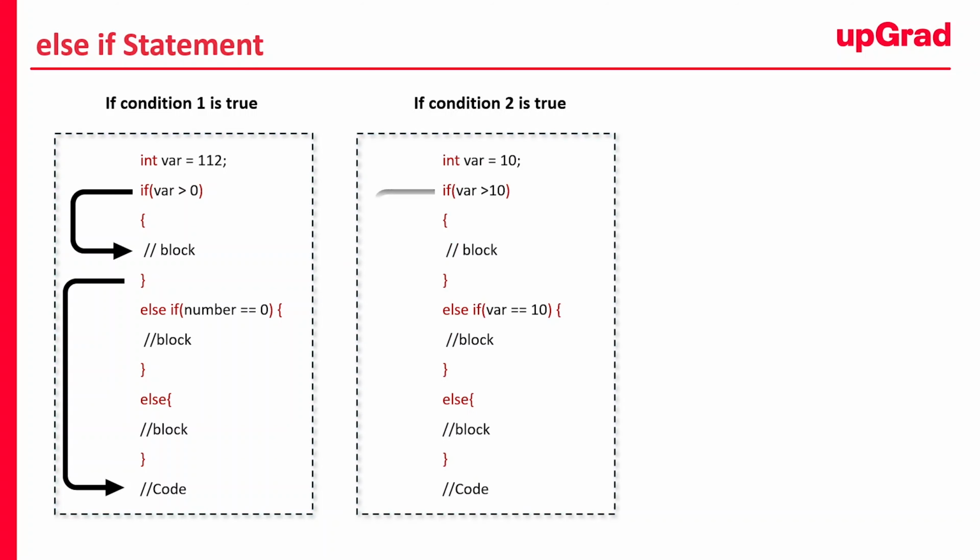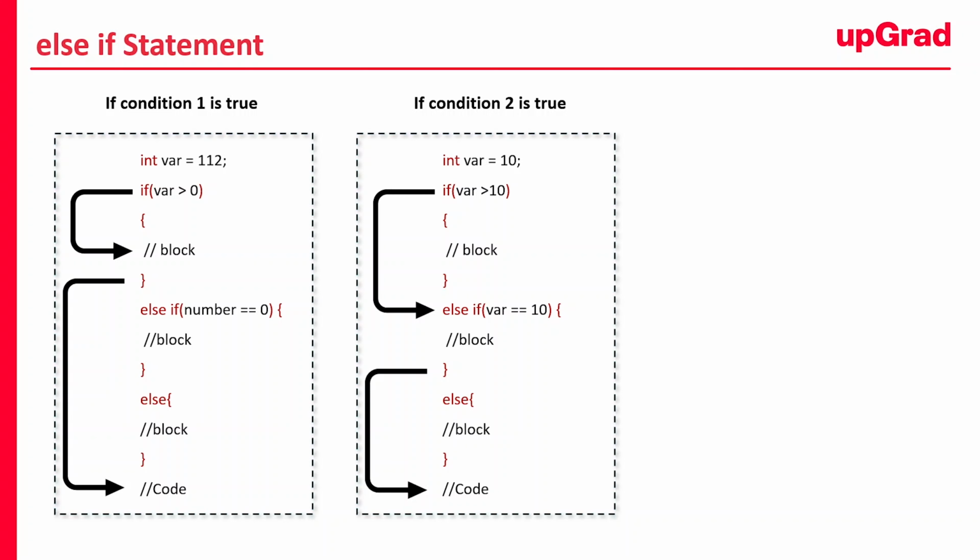Condition 2 is there. Now as we can see here, the value of the variable is 10, and the first if condition says if the value of the variable is greater than 10, then this block will execute. But we know the value is not greater than 10, it is equal to 10. So as we know in else if, the variable value should be equal to 10, then only the else if block will execute. So in this case, this else if block will execute, and then after executing, it will skip all the other blocks and go to the code after the if else statements.